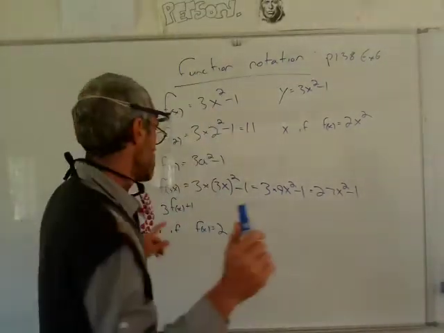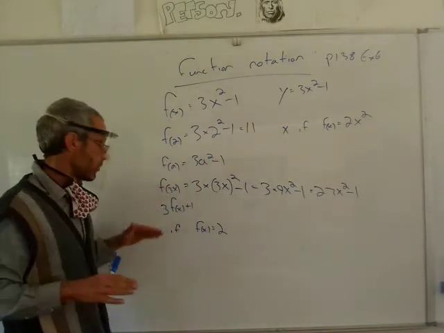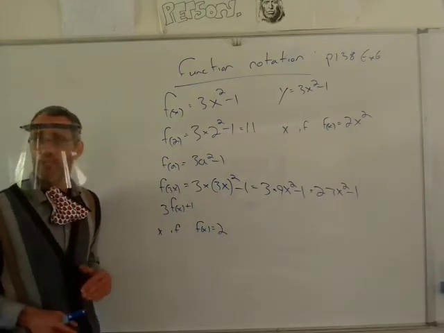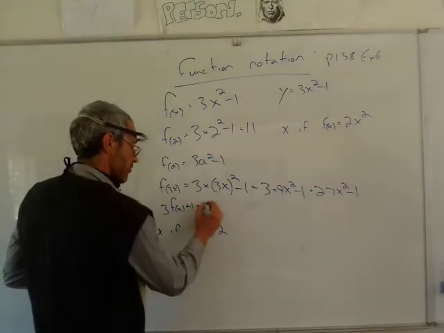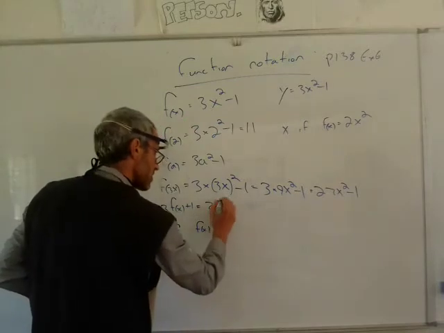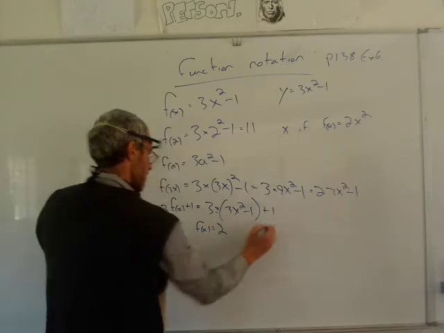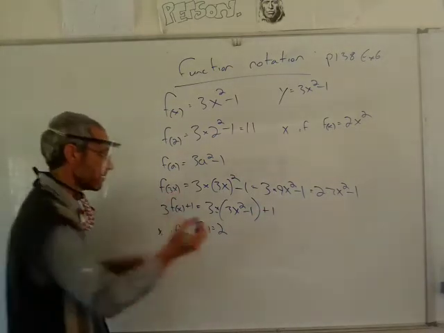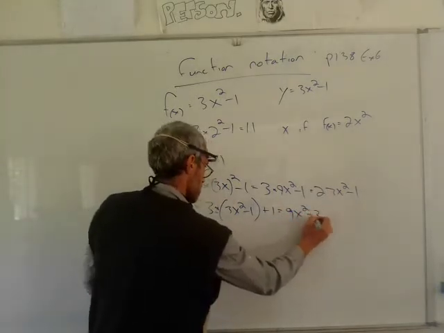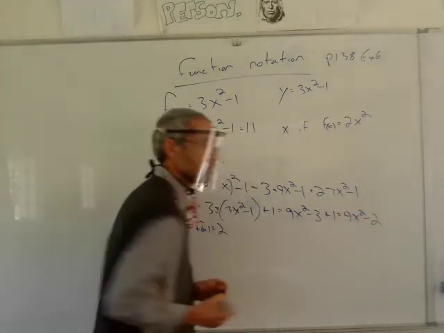Okay, now it gets a little bit maybe different. Until now, I think there's nothing really new. Here they want to find out what is 3 times f of x plus 1. So I'm going to write 3 times, what is f of x? That's 3x squared minus 1, and then plus 1. So I'm going to get 9x squared minus 3, and it's plus 1. So it will be 9x squared minus 2.